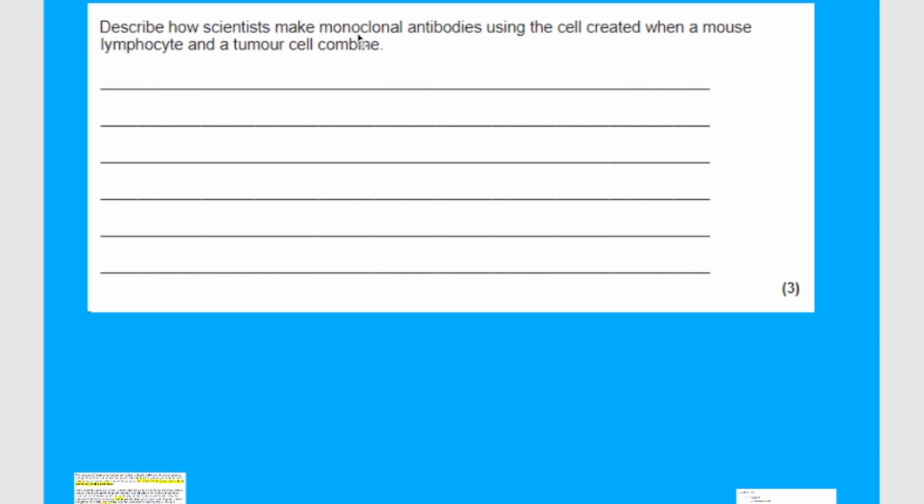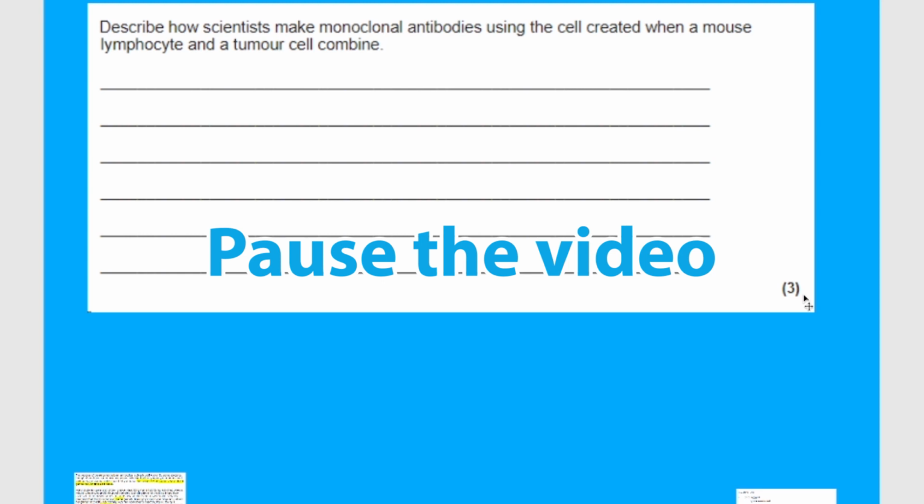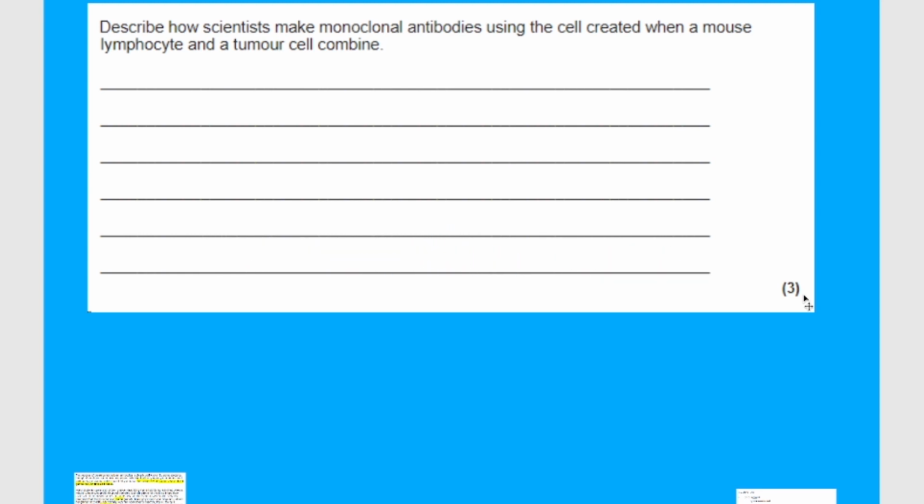Describe how scientists make monoclonal antibodies using the cell created when a mouse lymphocyte and a tumour cell combine. So it's telling us that we're using a hybridoma really in the question. What else do they need to do to make it for 3 marks? Pause the video and have a think. Alright, answers are coming up.